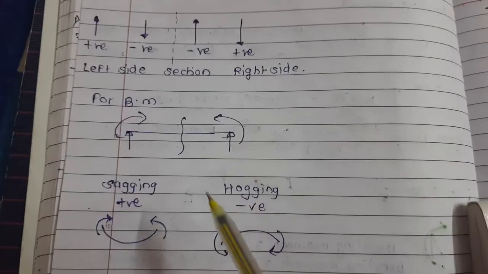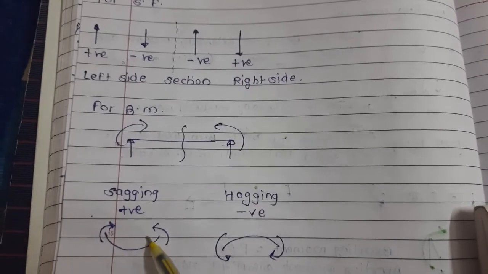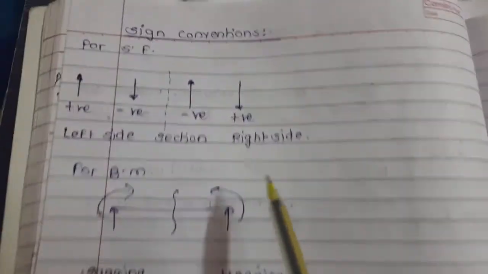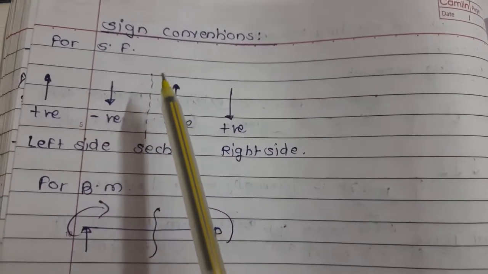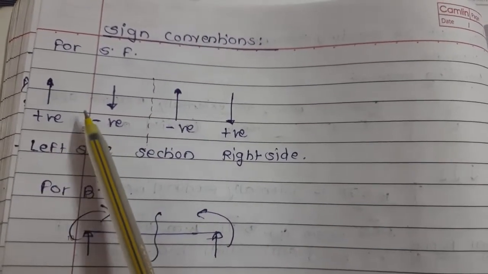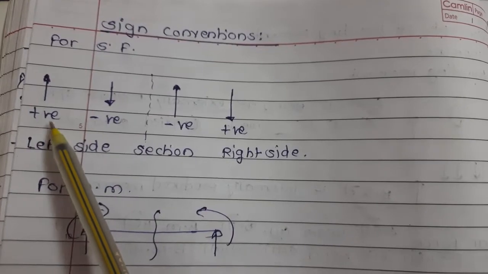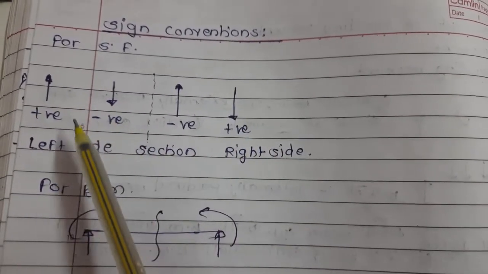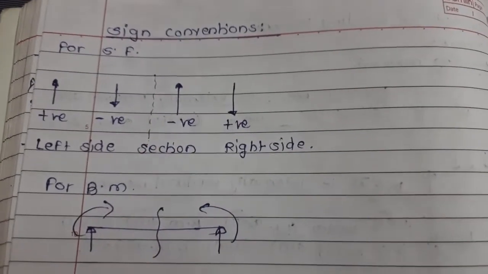In shear force, we use the sign convention as usual: upward positive, downward negative. For bending moment, sagging positive, hogging negative. For shear force, we can take the left side or the right side of a section, but if we always consider the left side of a section, then there is no problem.